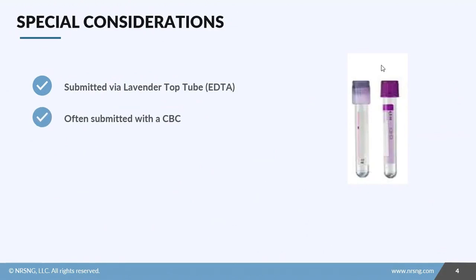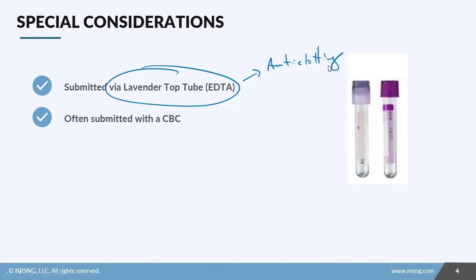So what do you need to consider whenever you're drawing your blood samples? Well, just know that your platelet samples are going to be submitted in a lavender top tube with the EDTA, and that has your anti-clotting preservative in it, and it's going to be submitted commonly with the CBC. So that's going to look at your white blood cells, your red blood cells, maybe your hemoglobin, and your hematocrit. So just know that it's all part of that big CBC.